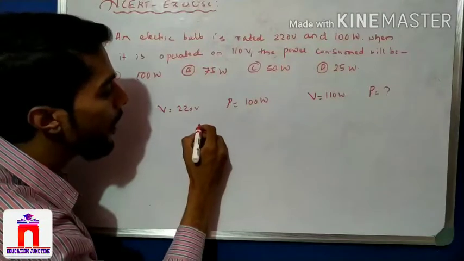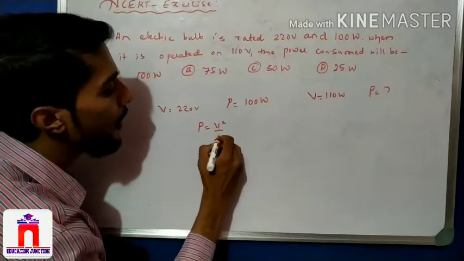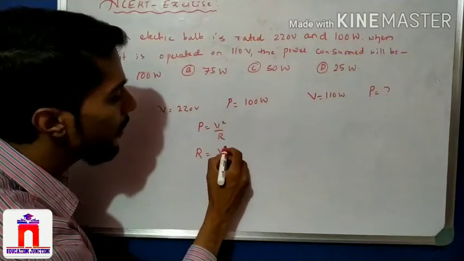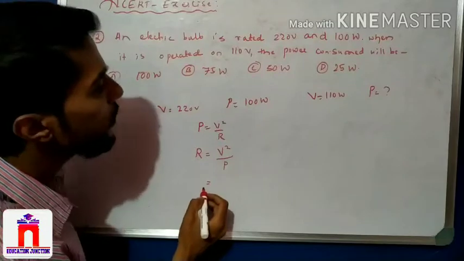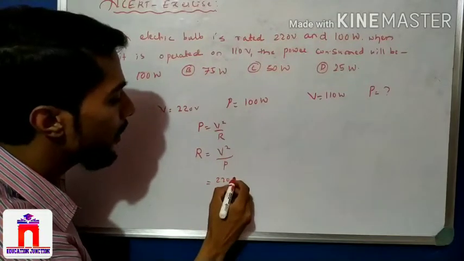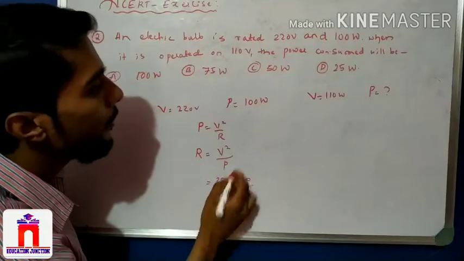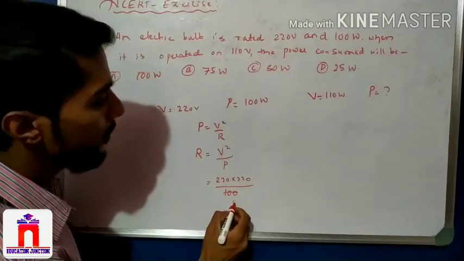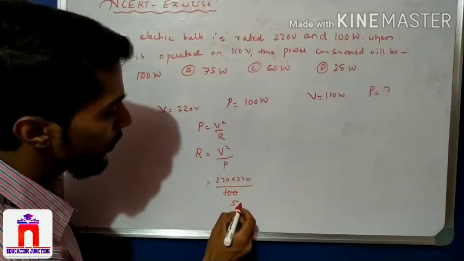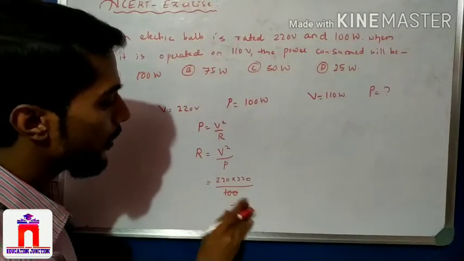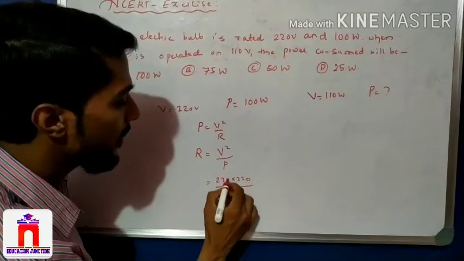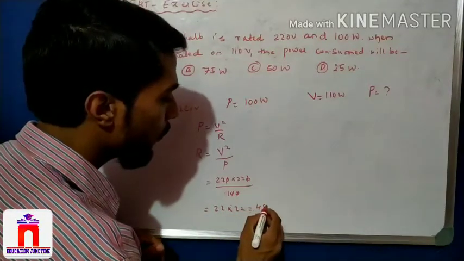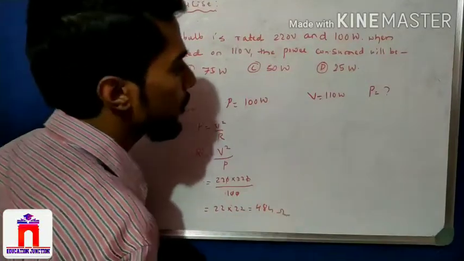So I can take the formula P is equal to V square by R. This is the relation between P, V and R. To find R of the bulb, we get V square by P. What is V square? V square is 220 into 220. What is P? P is 100. Cancel the zeros, 2 0 and 2 0 get cancelled. We get 22 into 22, which is 484. So 484 ohms.